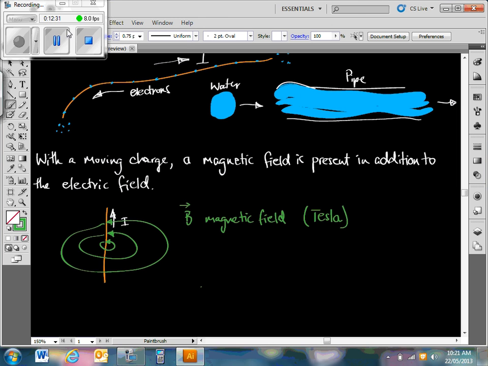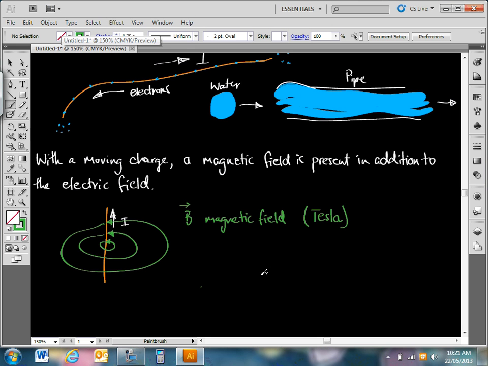So there's this magnetic field around this wire. It has units Tesla, named after Nikola Tesla, of course.